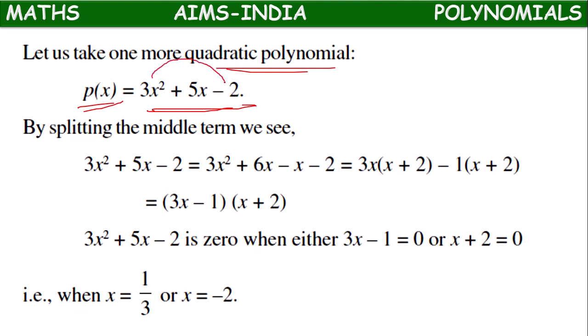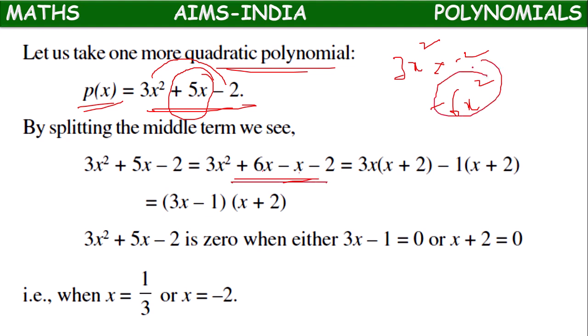So here 3x square into minus 2, which is equal to minus 6x square. So the middle term, plus 5x, is to be divided into two terms whose product is equal to minus 6x square. So we can write it as 6x minus x, so that the product, plus 6x into minus x, is equal to minus 6x square.